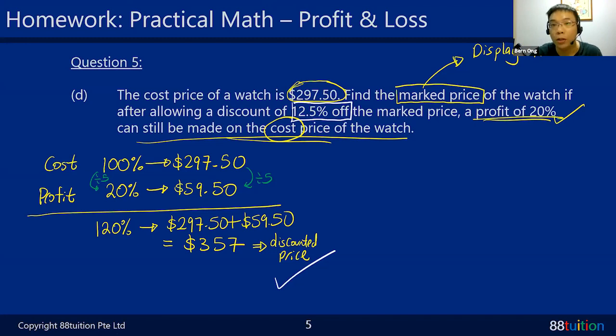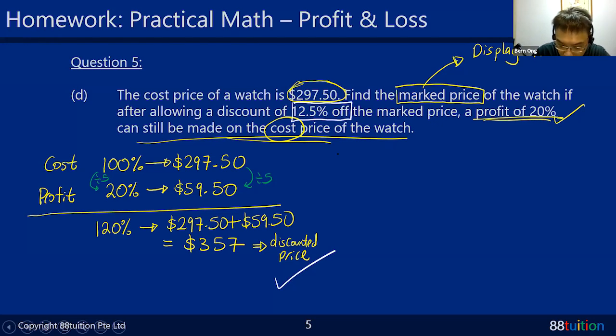They have to. So they give you a discount just to let you be more willing to buy the product. But actually, on top of that, they already make money. So after they give you a 12.5% discount, they still make a profit of, let's say, for this case, 20% on the cost price. So this $357 is actually what we call the discounted price. You must know that.